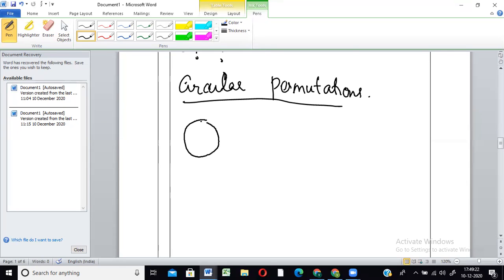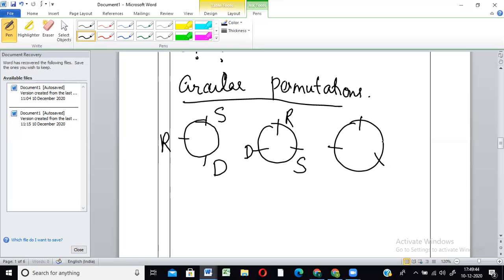Suppose it is circular, we have three places, three people, Ramesh, Suresh, and Dinesh. So it's our choice. Suppose they can be seated like this: Ramesh here, Suresh here, Dinesh here. That is possible. Or else, Ramesh over here, Suresh over here, Dinesh over here. That is also okay. Or else Suresh over here, Dinesh over here, and Ramesh over here. So it is all your choice, and these are the different arrangements.